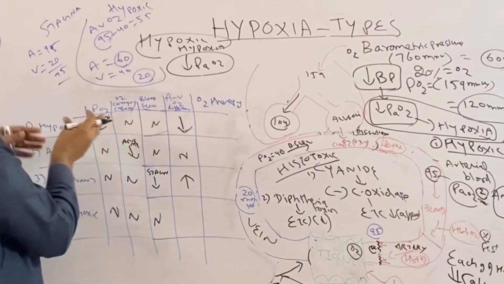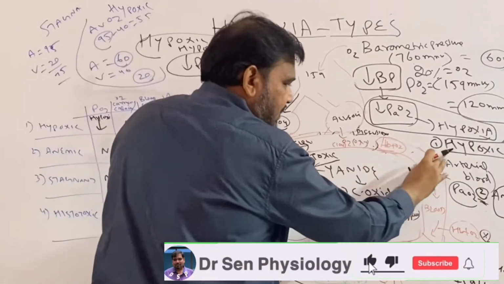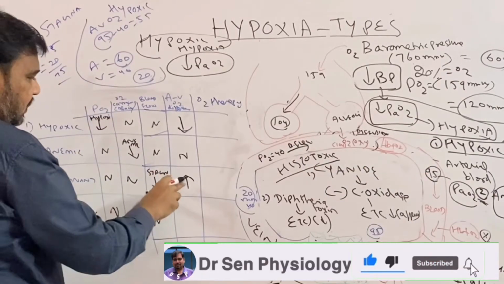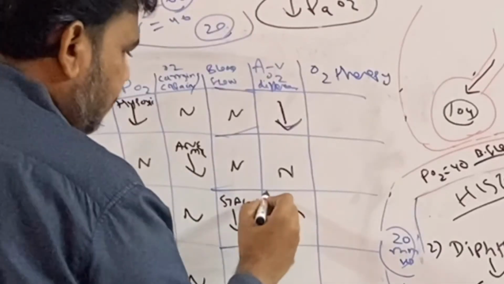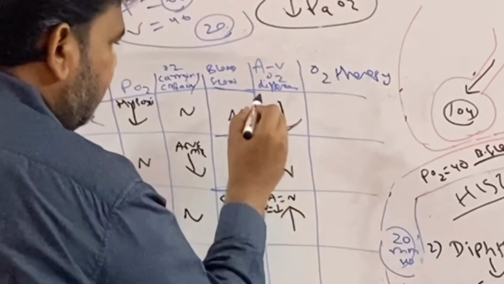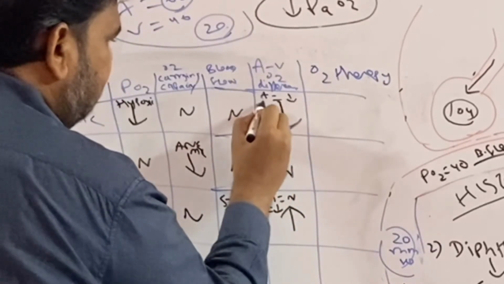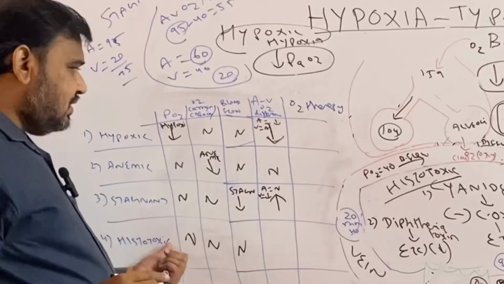So AV oxygen difference is decreased in hypoxia because the arterial end itself is decreased. In stagnant hypoxia, it is increased because the arterial end is normal and the venous end is decreased. Simple. There, the arterial end is normal, venous end is decreased. Here, the arterial end is decreased, venous end is normal. Simple. Now coming to histotoxic hypoxia.